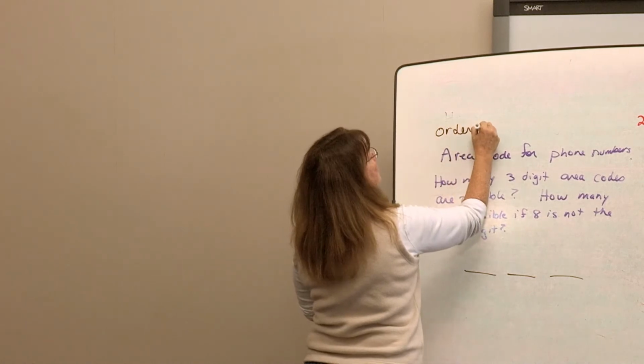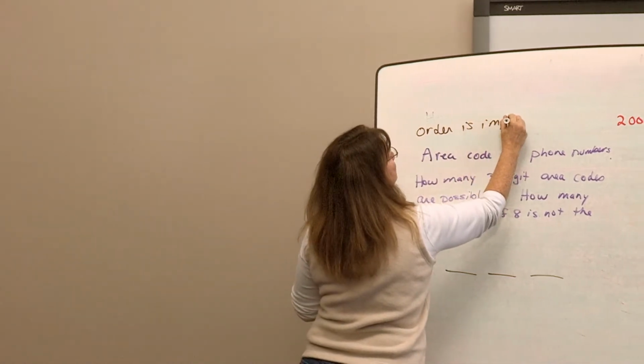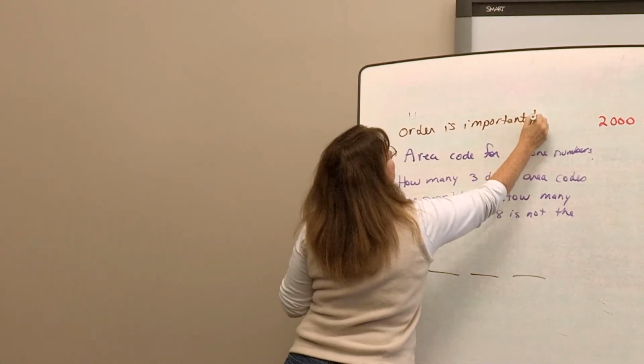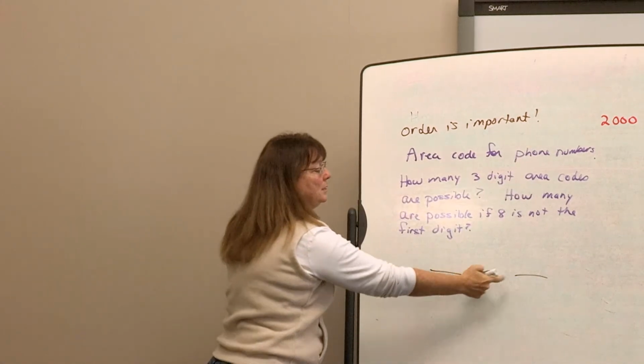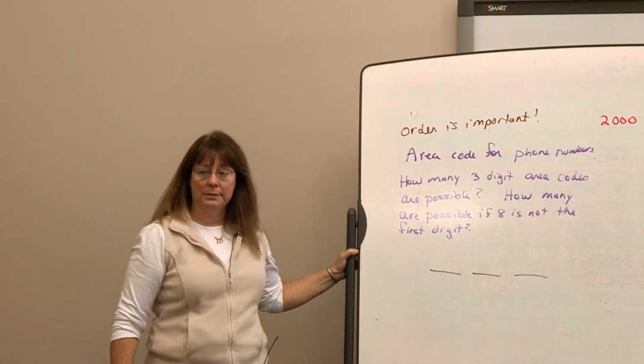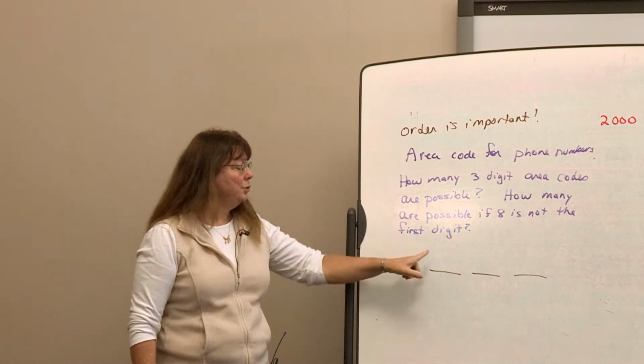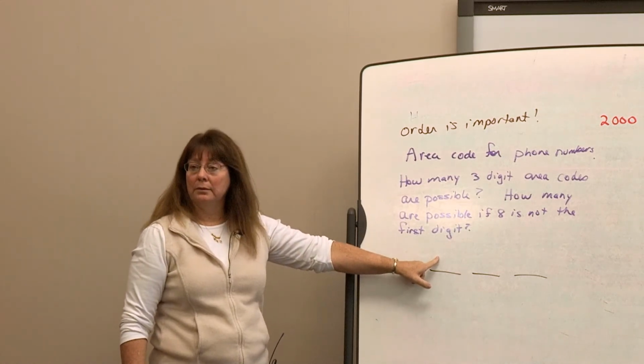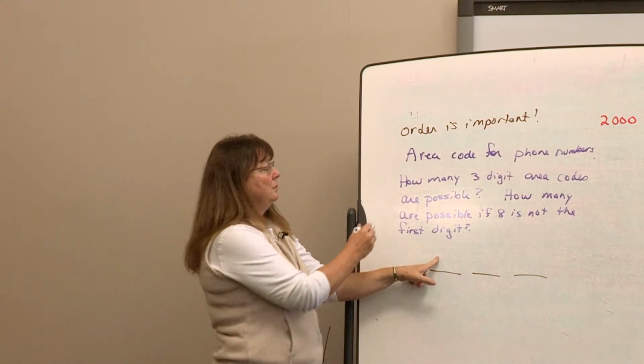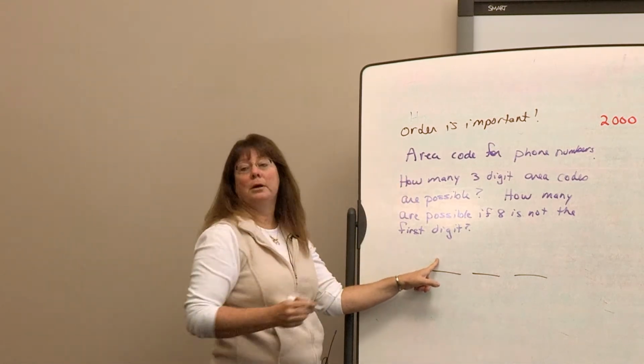My order is important. So I'm just going to use these 3 blanks to represent my options. How many numbers are possible for you to use in this first blank? We're answering this first question. How many 3-digit area codes are possible?